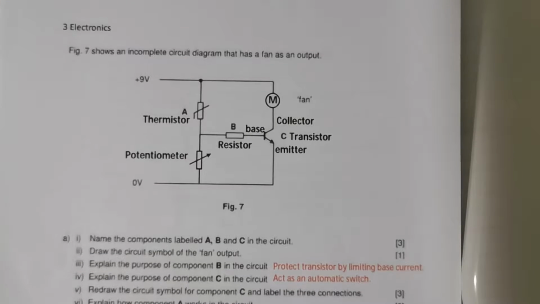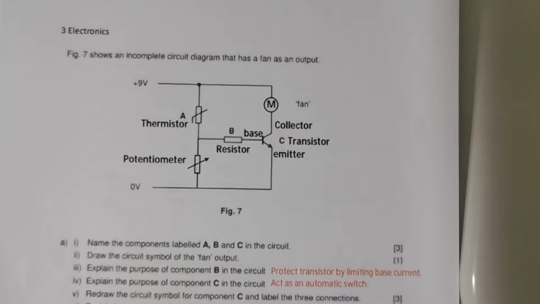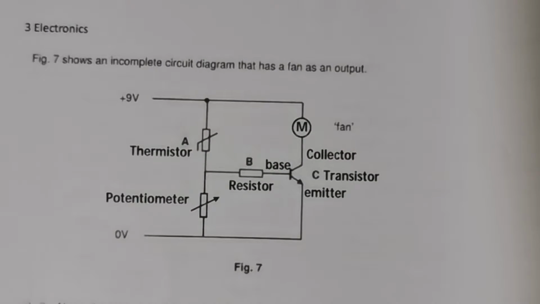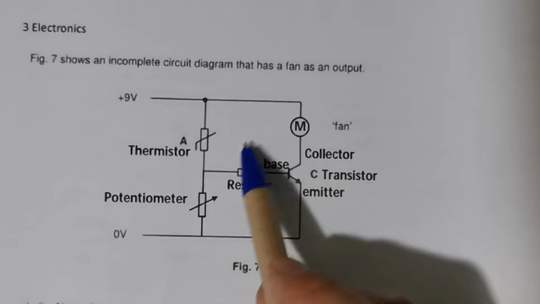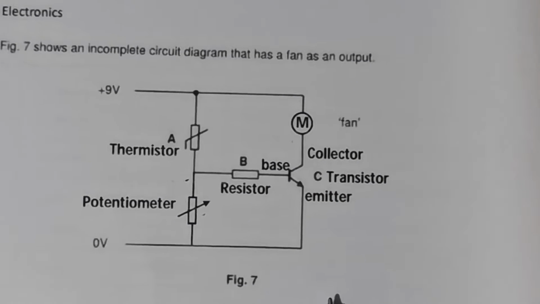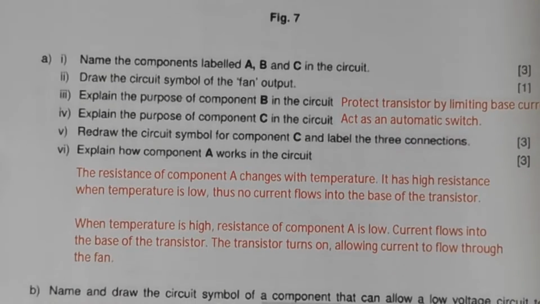Okay, I will go through the electronics questions of your worksheet in this video. The first question says figure 7 shows an incomplete circuit. Why is it incomplete? They did not give you all the components. I fill in the answer. Basically, this is the answer. Let's take a look at the question first.